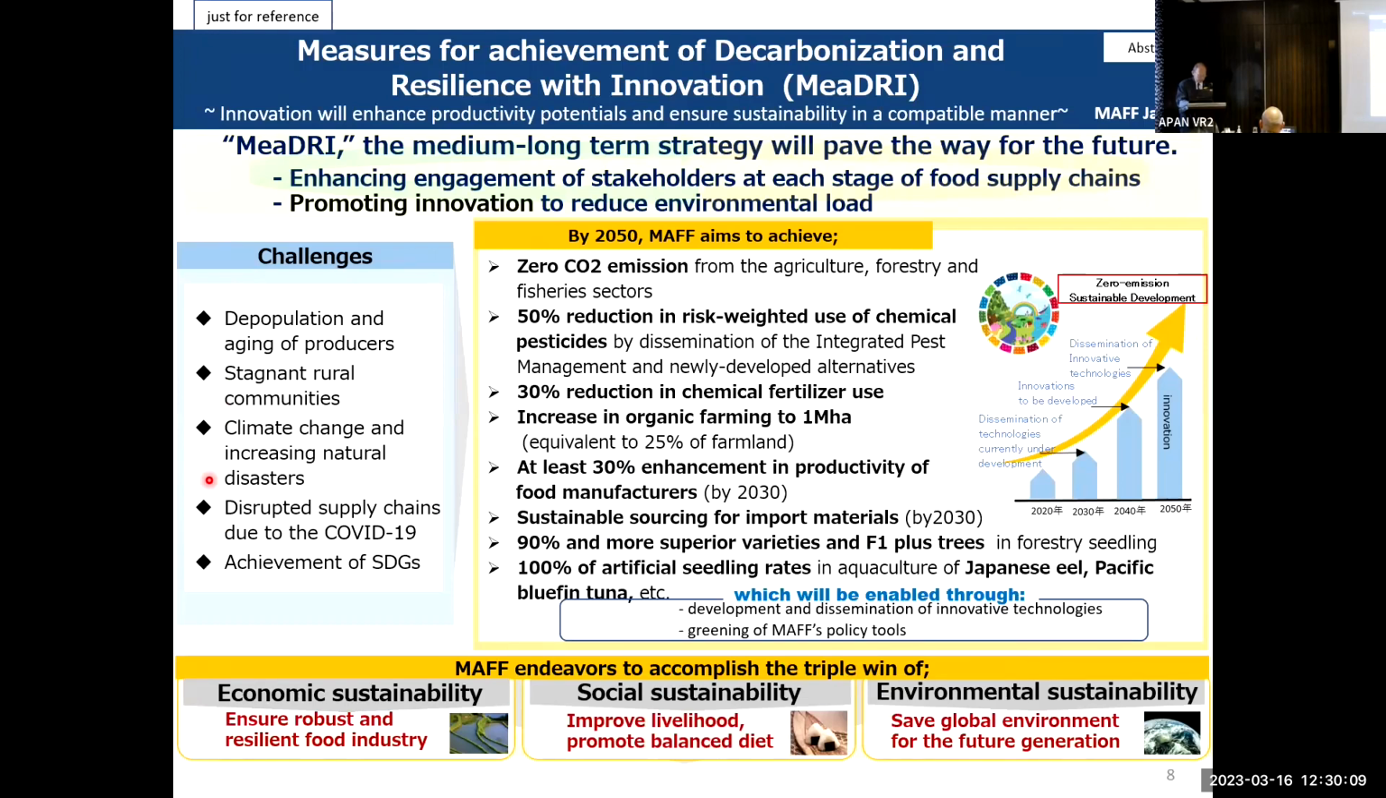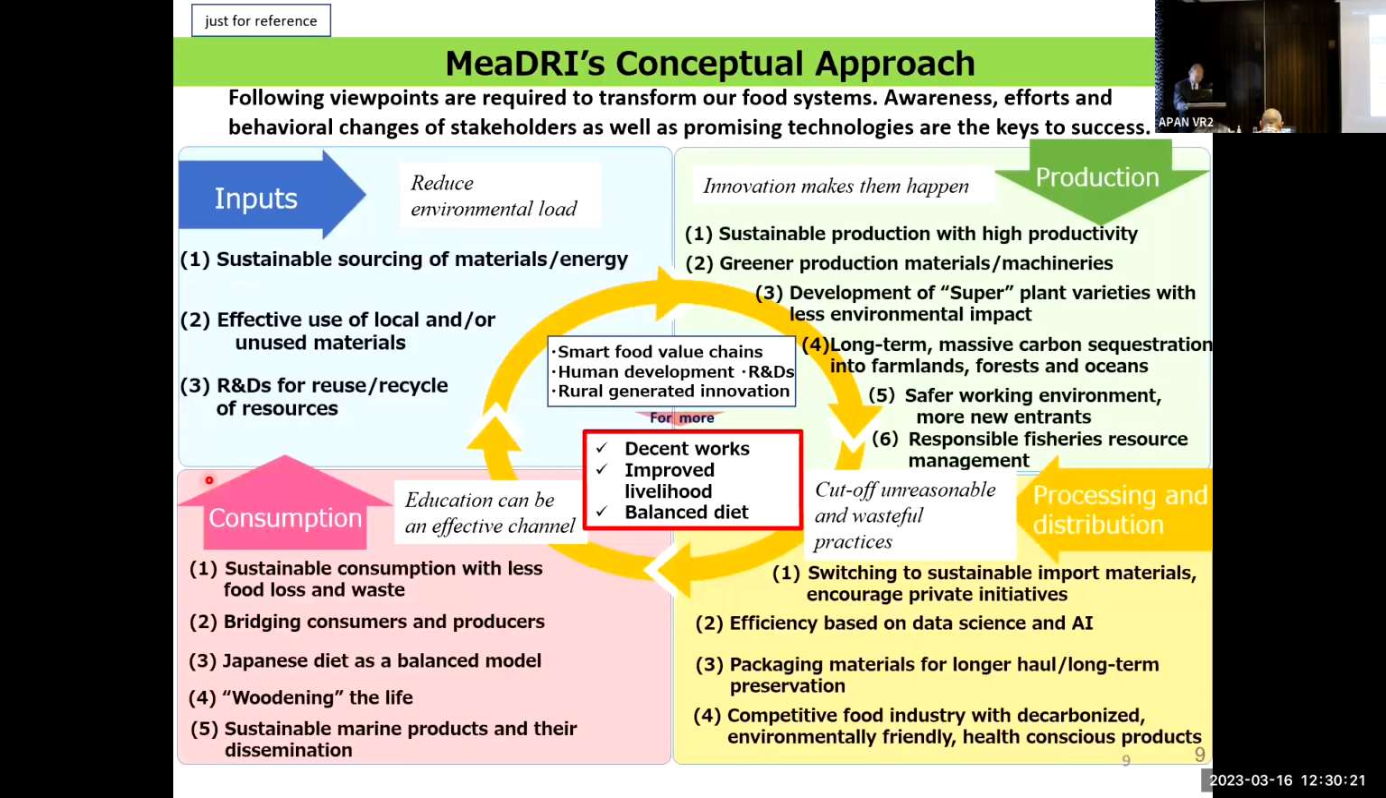MIDORI strategy covers a wide range of matters, including food, environment, and social matters. So I attached this slide just for reference. So please read it later. This slide is also just for reference. As I said, this strategy emphasizes the importance of R&D activities for agriculture sector innovation. And my intention is to explain that MAFIN supports this strategy in implementing research activities.